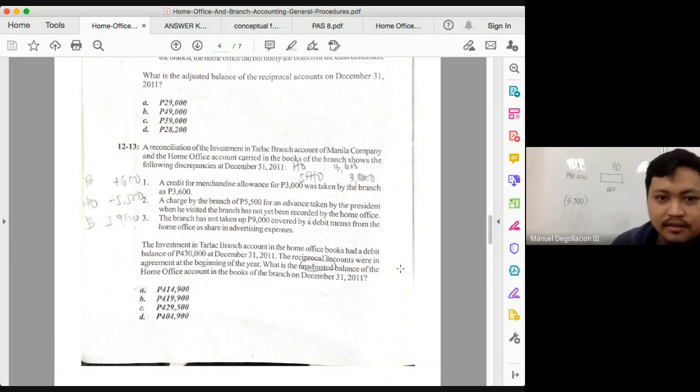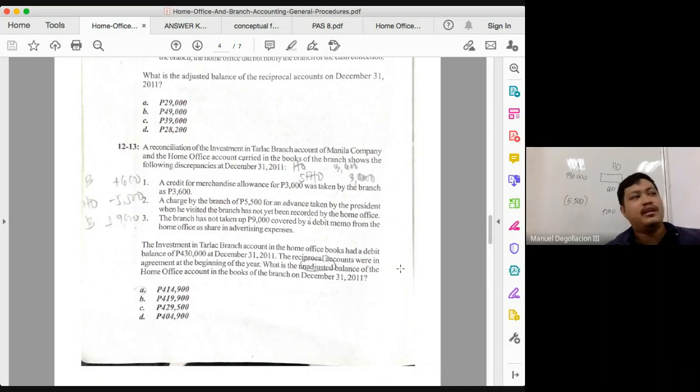Okay, and this was not yet taken up by the branch. So this should result in an increase in your home office account in the amount of 9,000. Plus or minus 9,000? Plus. And again, this is where it gets confusing to the students kasi it's debit memo, but what's the adjustment? A credit to the home office account.